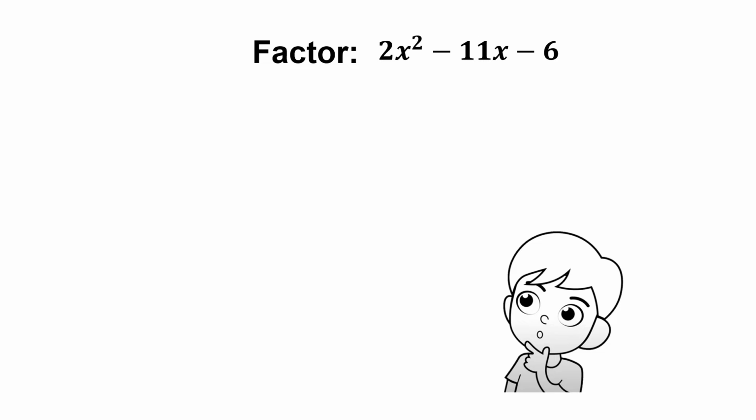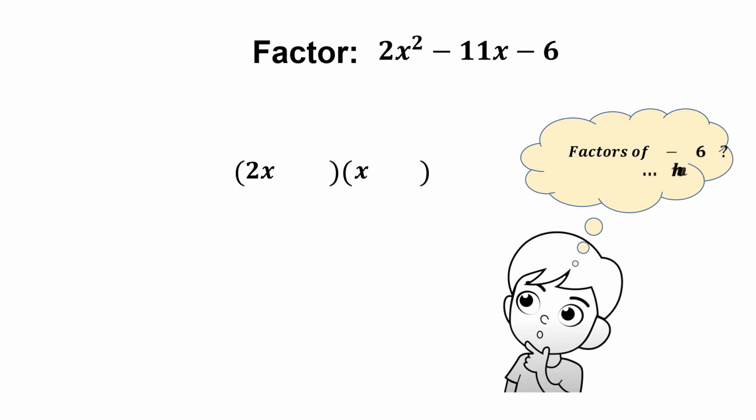Factor 2x squared minus 11x minus 6. Use this factor format. First, write the factors of 2x squared, namely 2x and x as the first terms of the binomials. Next, think of factors of negative 6. You can use guess and check approach. Let's say you thought of negative 3 and 2 and use them as the second terms for each binomial, respectively.